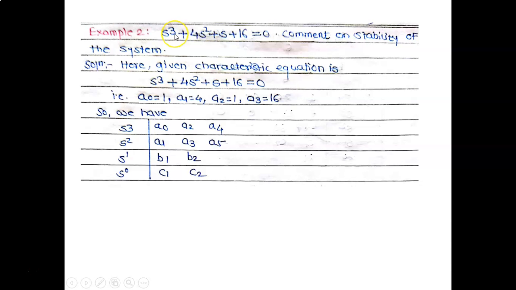Now example 2: s cube plus 4s square plus s plus 16 is equal to 0. Comment on the stability of the system. Solution. Here the given characteristic equation is s cube plus 4s square plus s plus 16 is equal to 0. Therefore a0 is equal to 1, a1 is equal to 4, a2 is equal to 1, a3 is equal to 16. Therefore we have s cube, s square, s raised to 1, s raised to 0, with a0, a2, a4, a1, a3, a5, b1, b2, c1, c2.